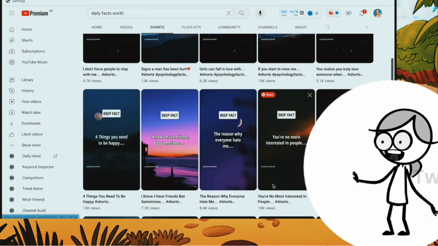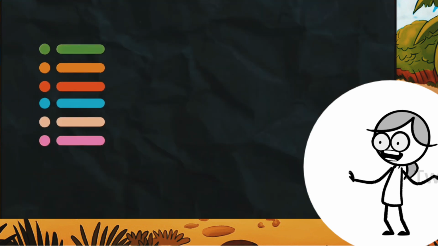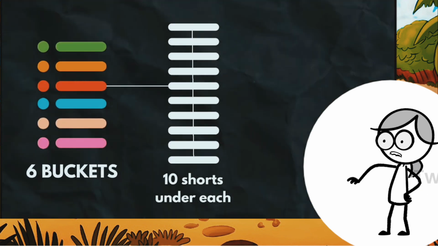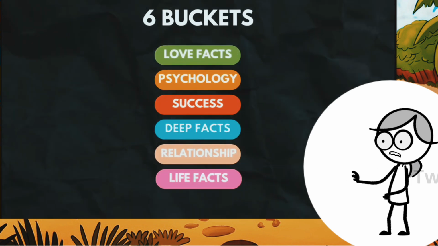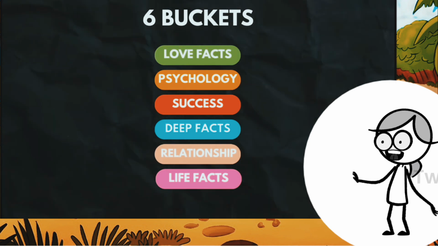And we want to follow a similar approach for our quotes because these are clearly working extremely well for them. So we want to go ahead with 6 buckets, and that way we have 10 shorts under each, and that creates a total of 60 shorts. And here are the buckets we are going with. Now once we have our buckets or categories, let's look at the shorts themselves.